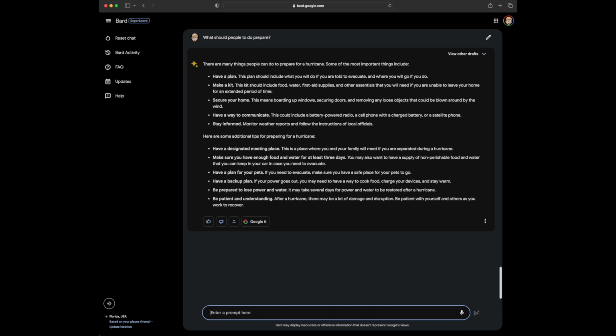I bought a backup battery. And it's been really helpful when the power goes out. It has a little light built on it.